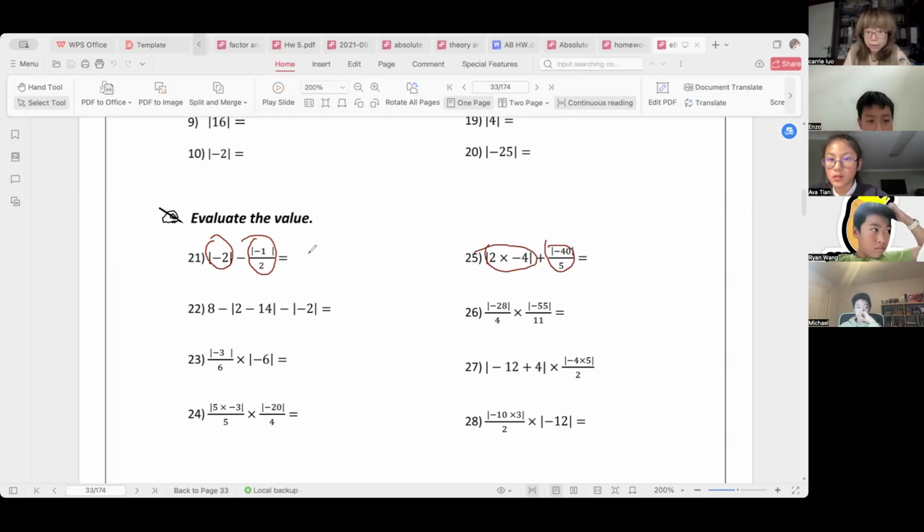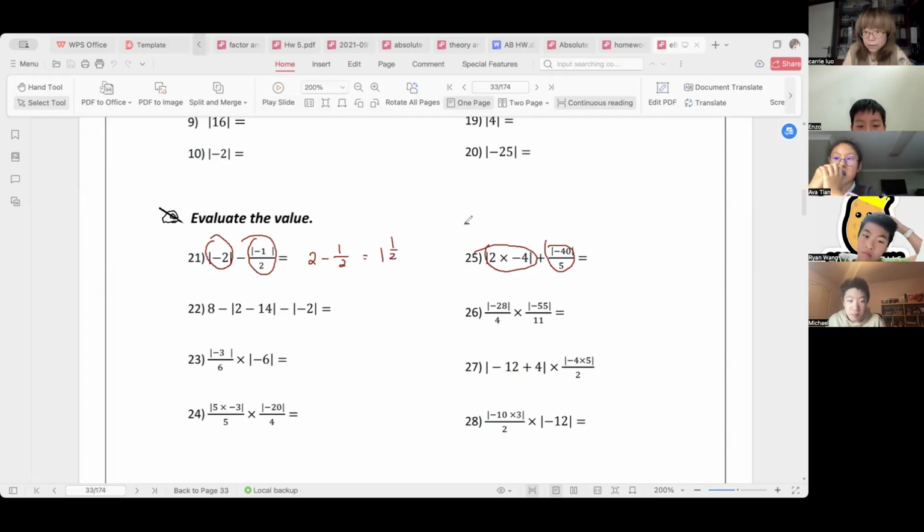The absolute value of -2 equals 2, right? Then I copy this down. And the absolute value of -1/2 equals what? 1/2. So the question became something that doesn't have the absolute value. So when we do absolute value calculation, Michael, Ryan, Ava, and Enzo, the most important part is what? To take the absolute value away. Get it? That is the most important part. So this one equals 1.5.